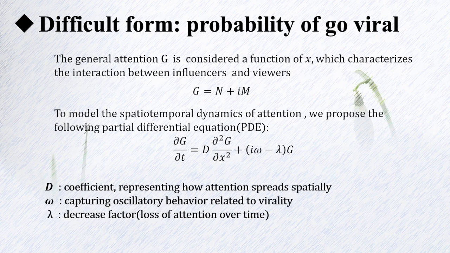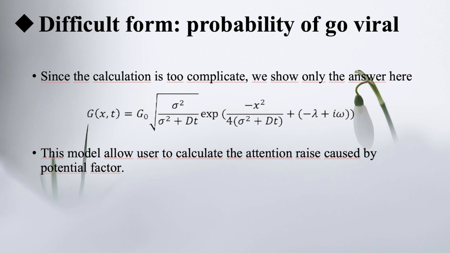We can treat attention as a wave-like process over time and space, similar to how heat and sound travel. The equation we use is a partial differential equation. In this equation, D tells us how attention spreads between people. Omega reflects periodic viral behavior and lambda still represents natural decay. Although solving these is complicated, the model gives us a way to predict when and how attention might spike, due to hidden factors like influencer interactions or algorithm boosts.